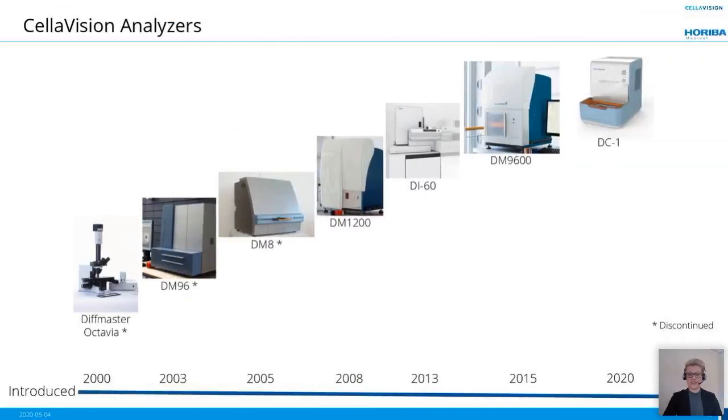So the journey that CellaVision has made, you can see all our analyzers here that have been developed from the early days up to today. Our first system was released in 2000. It was called DiffMaster Octavia, and that was a microscope that had a camera on top of it.